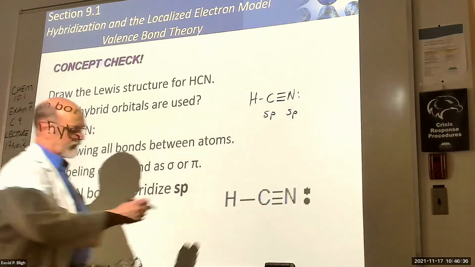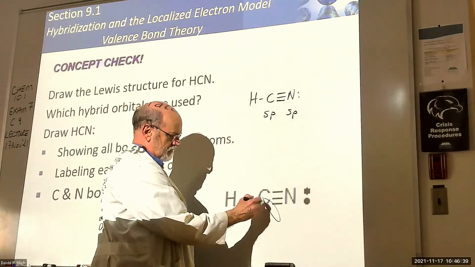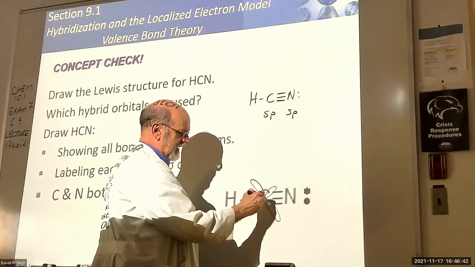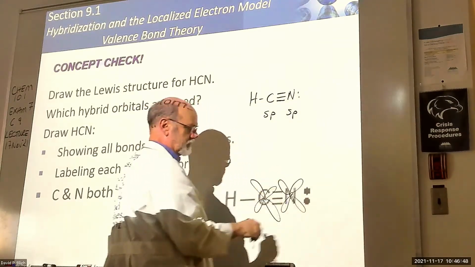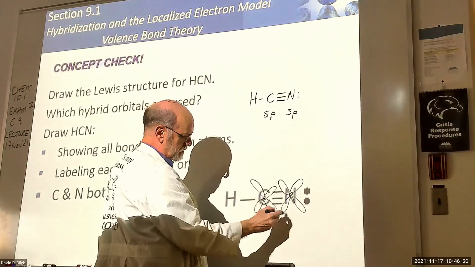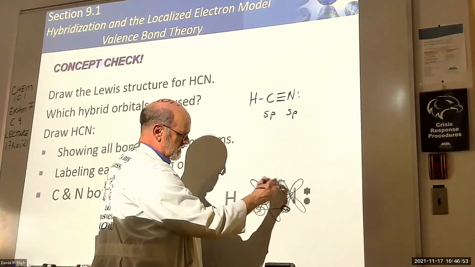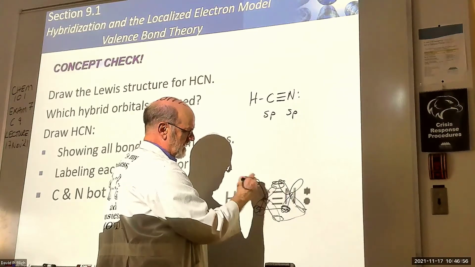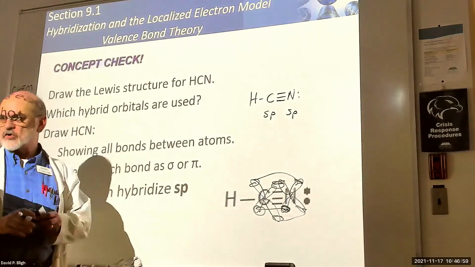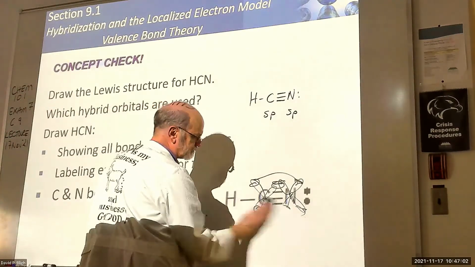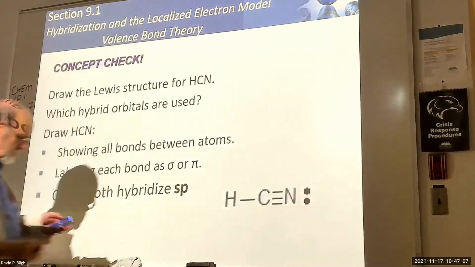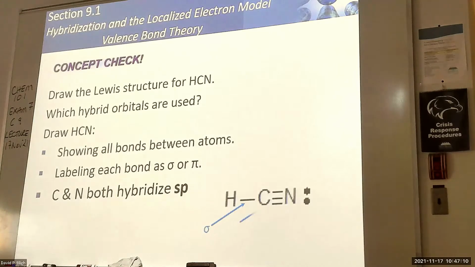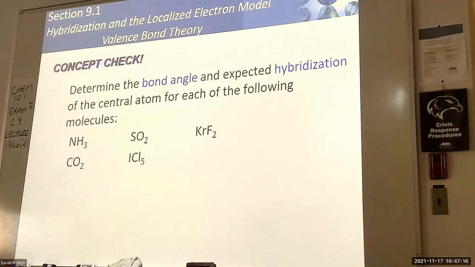That gives us unused p orbitals like that, and like that, and like that. So we can overlap these right here. We can overlap these and these here to give us the 2 pi bonds. There's your sigma, there's another sigma, there's a pi, there's a pi. Okay.